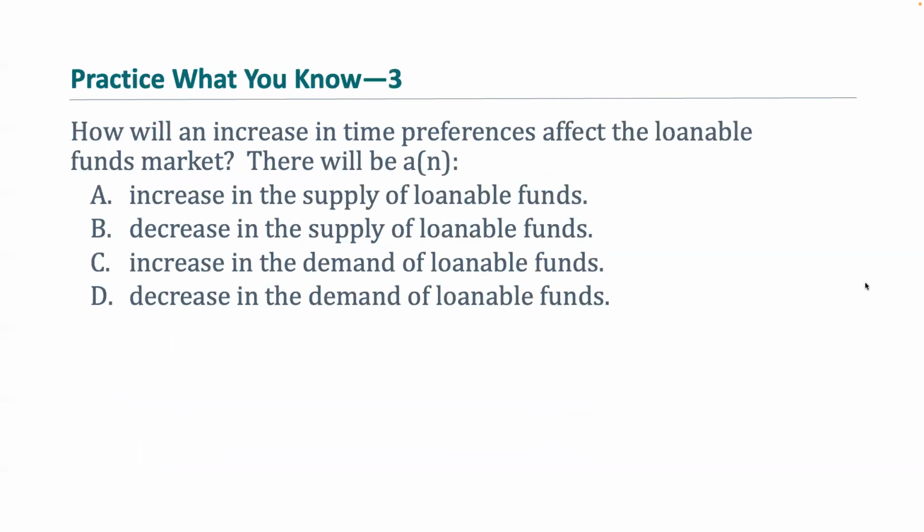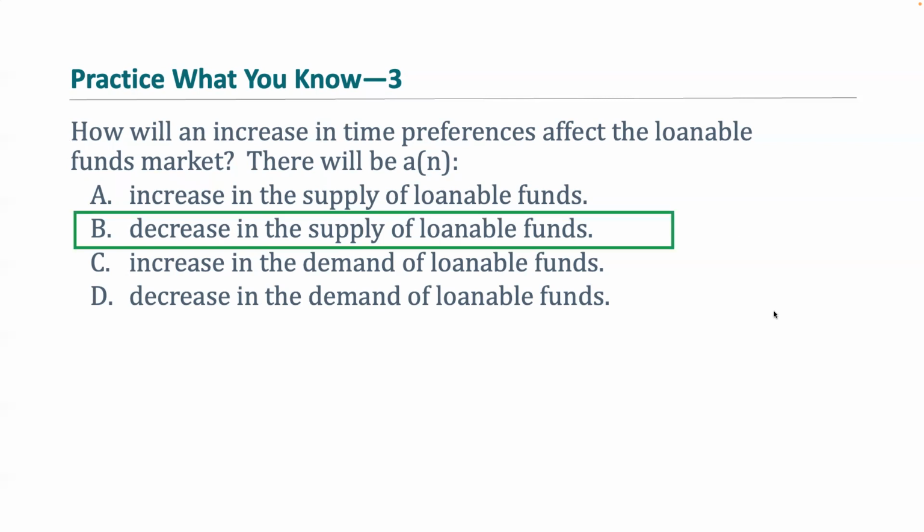So how will an increase in time preferences affect the loanable funds market? We'll give you a second to read through the options here. Remember, an increase in time preferences means that people are less patient, and this means that they would prefer to consume now, and later is not really considered. So because of this, there will be a decrease in the supply of loanable funds, and that's because fewer people are saving, they're spending today because they want to consume today.